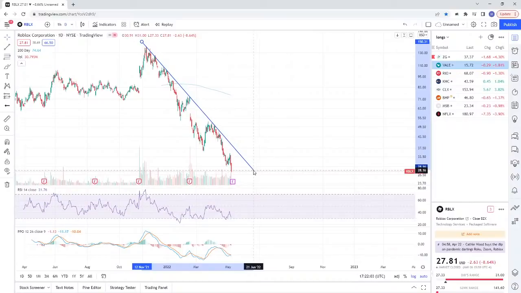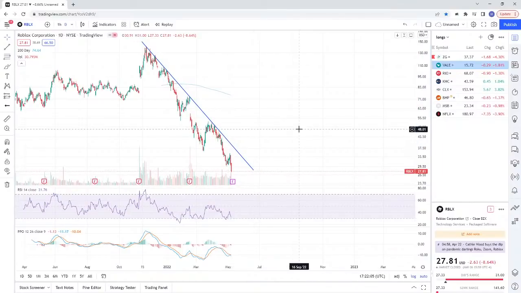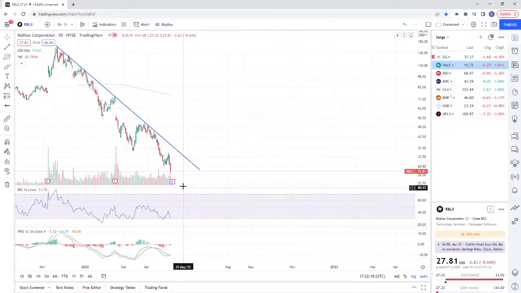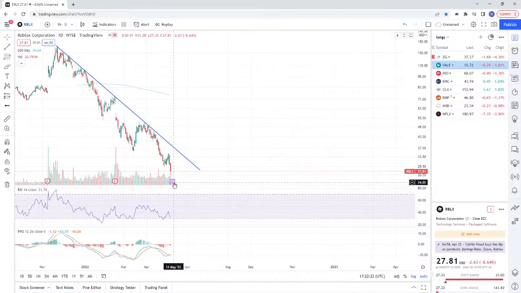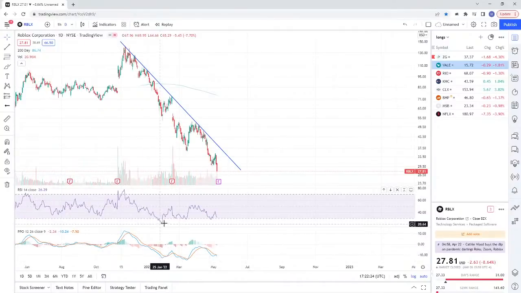Look, I don't know if it recovers, because how would I know that? That's a fundamental case, right? So this is technicals. You're coming into earnings here next week on the 10th. You've got some bullish divergence, so maybe you bounce, all right?